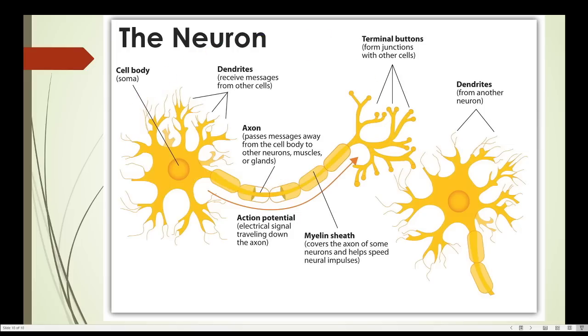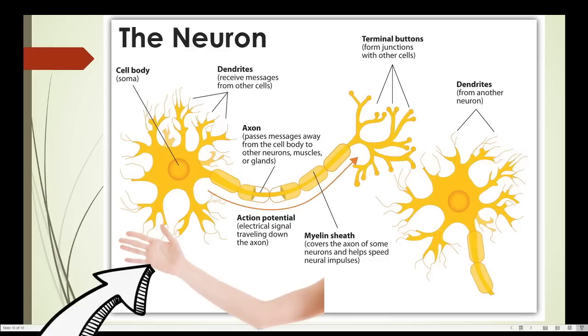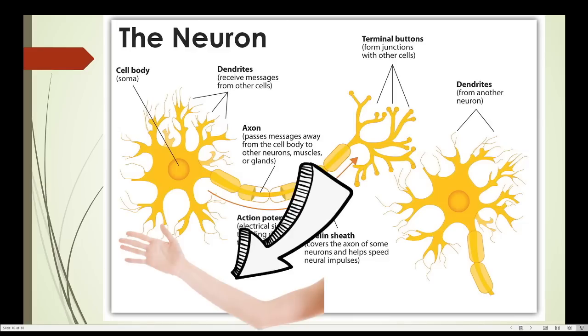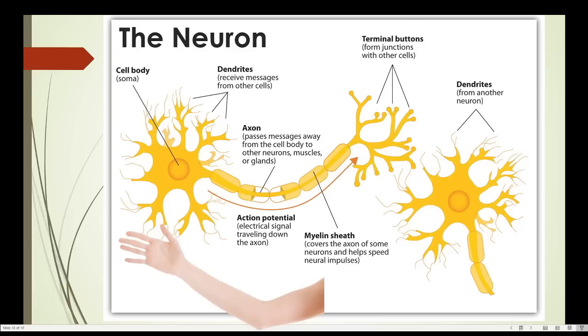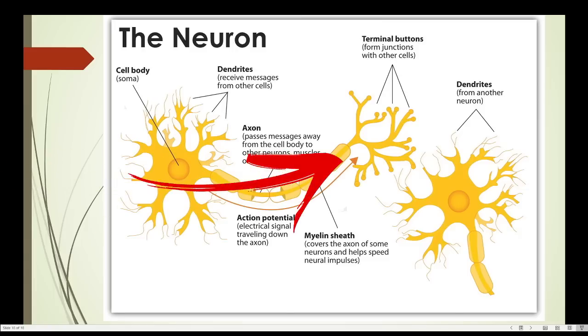direction. Okay, we can compare this to our hand or our arm extended, with our palms and fingers corresponding to the cell body and the dendrites, and our arm corresponding to the axon. Remember that the messages enter the dendrites and leave the axon.